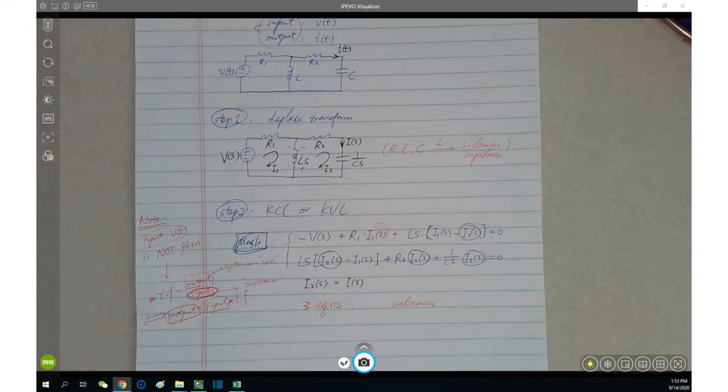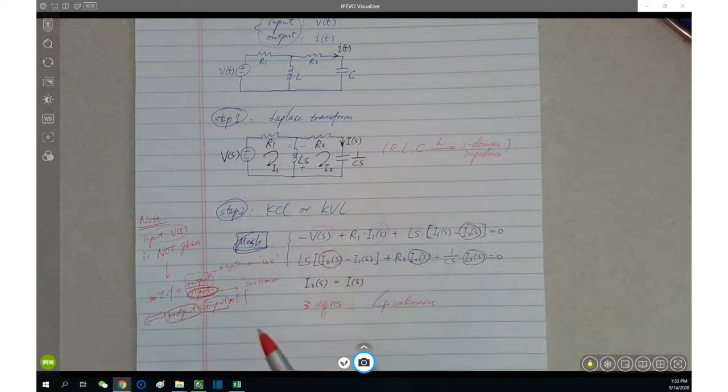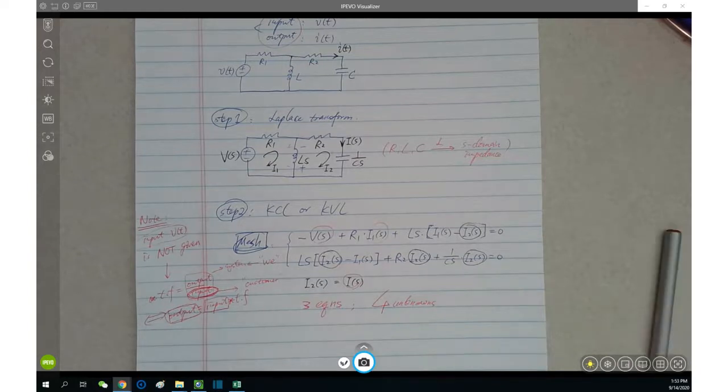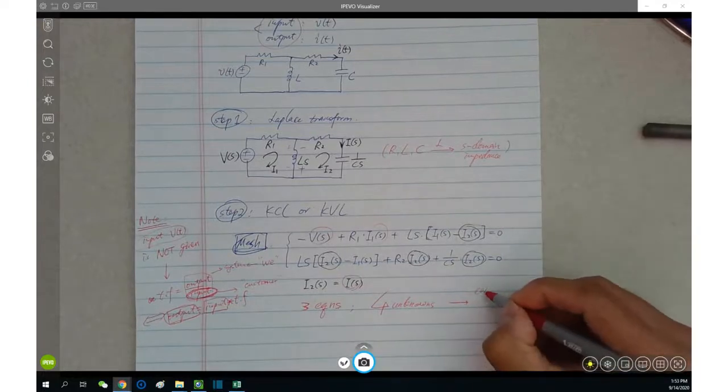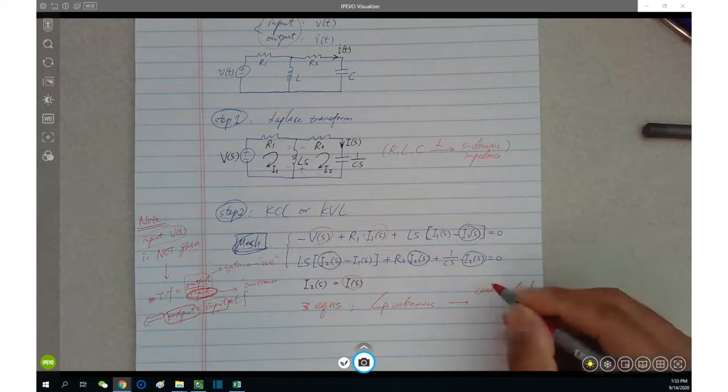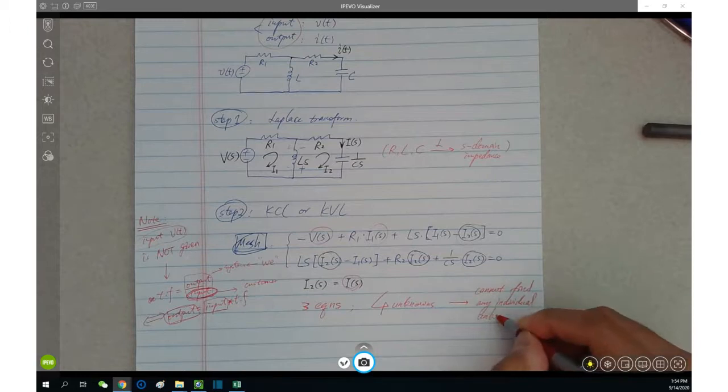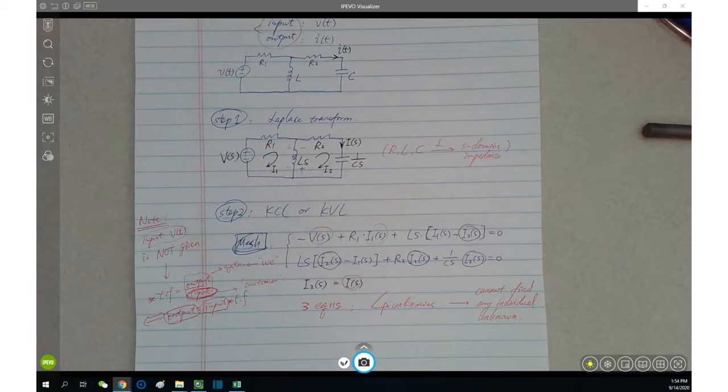All right, then come back to here. How many unknowns then? 4. Okay, 4 unknowns. Who are they? Input unknown, output unknown, I1, I2 unknown. So 3 equations, 4 unknowns. What's the conclusion? We cannot find any individual unknown, because you have one less equation. Of course, you can't find any individual one.